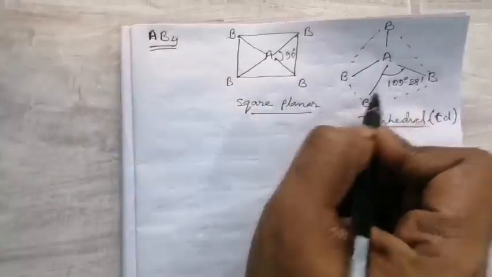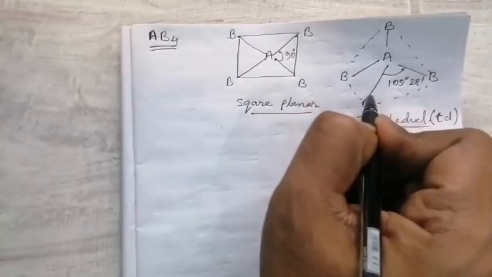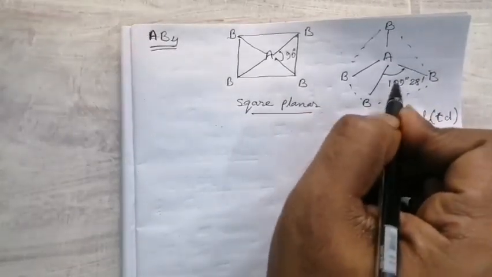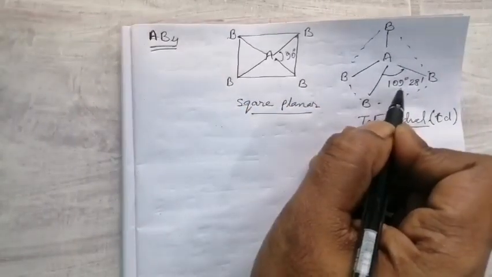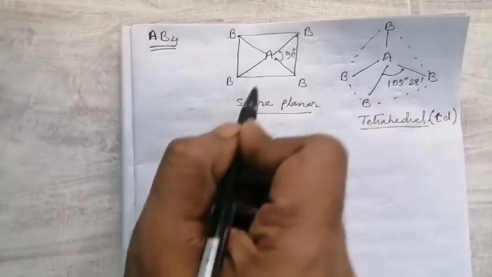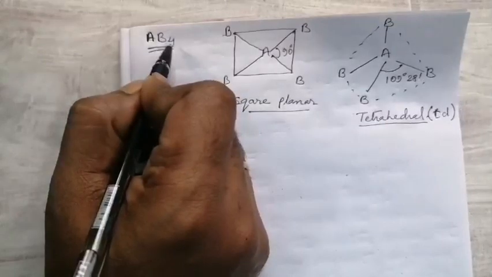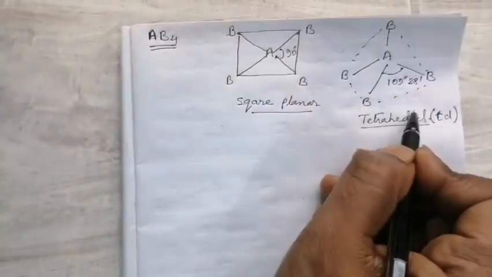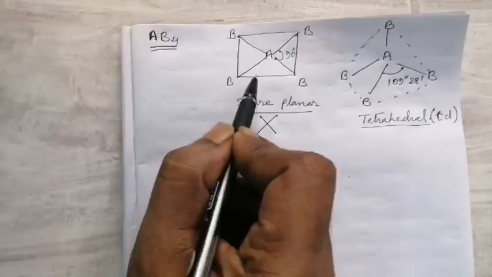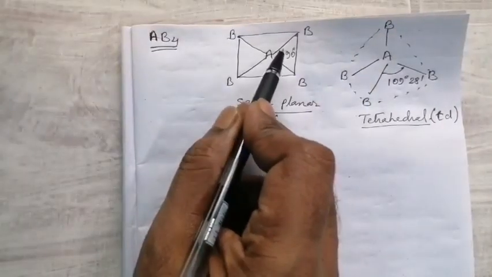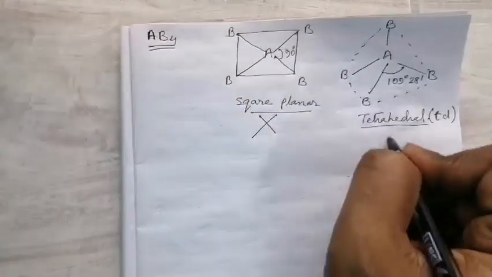So in case of tetrahedral, you can see it has higher bond angle. Higher bond angle means the electron pair is much farther away than at 90 degree. That means in case of tetrahedral, the repulsion will be less as compared to square planar. So whenever there is an AB4 type molecule, the shape will be tetrahedral and not square planar, because in square planar, the bond angle is 90 degree and so the repulsion will be more and stability will be less. This one is more stable.